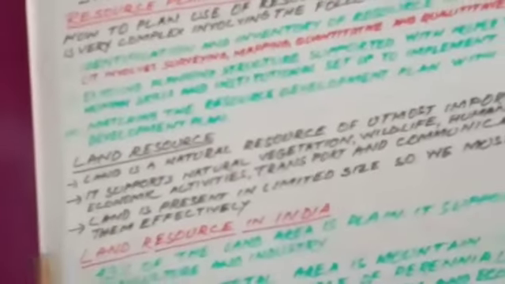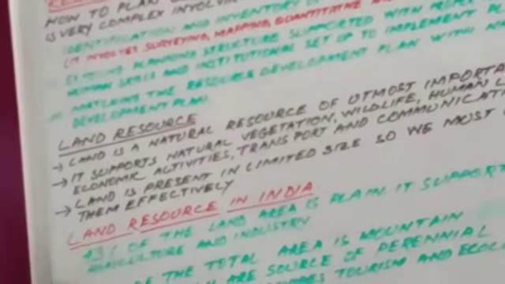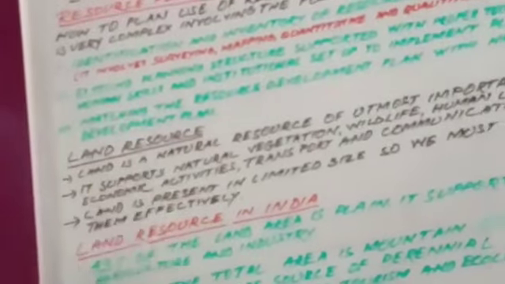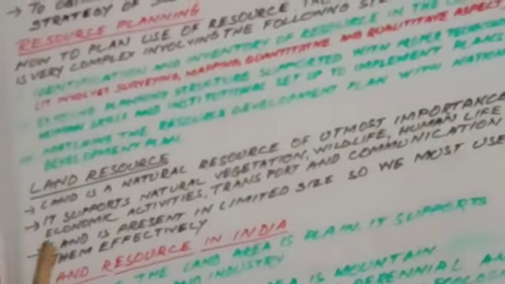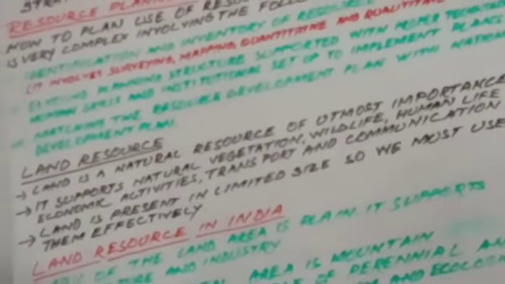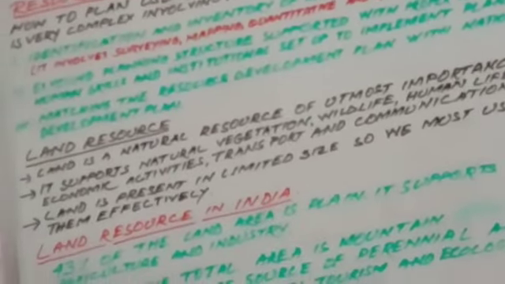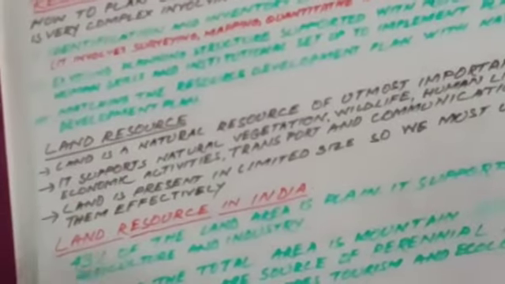You think of any activity. Activity cannot be done without your land. So it is very important. So natural vegetation, wildlife, human life, economic activities, transport, communication, for everything we require land. Land is present in limited size, so we must use them effectively. Now land is available. This land is not unlimited. We have limited amount of land, and so to take out the maximum benefit out of land, we have to utilize every available part of land to the possible limit.